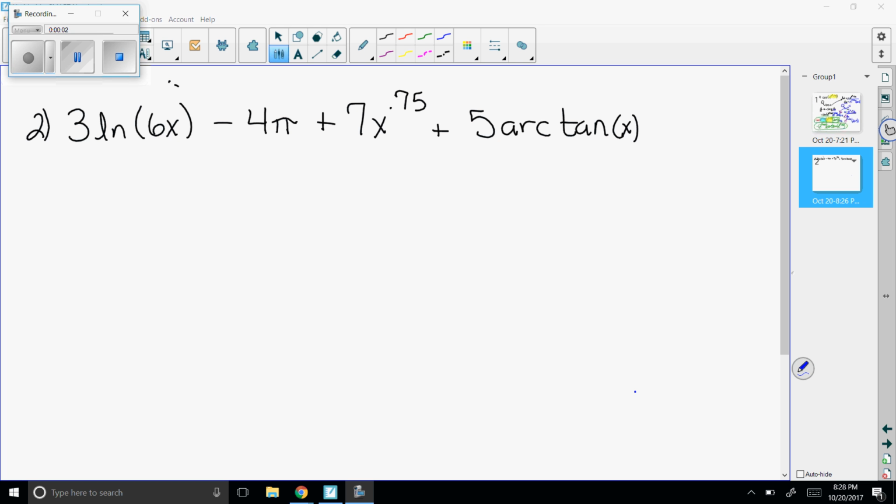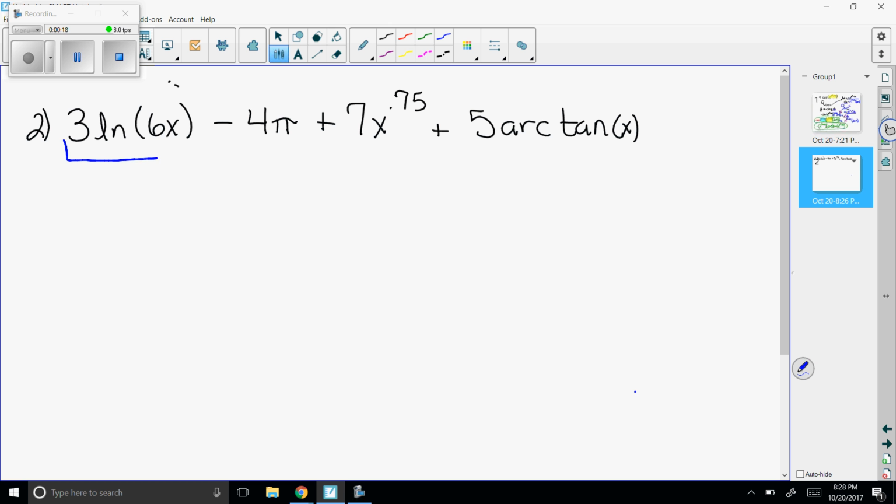Okay, Caitlin, here we go for problem number 2. You were really close with this answer as well. You were just missing that last term of the 5 arctangent x. It does not involve the square root. That's the only thing you did wrong. But I'm going to go over the whole thing with you.